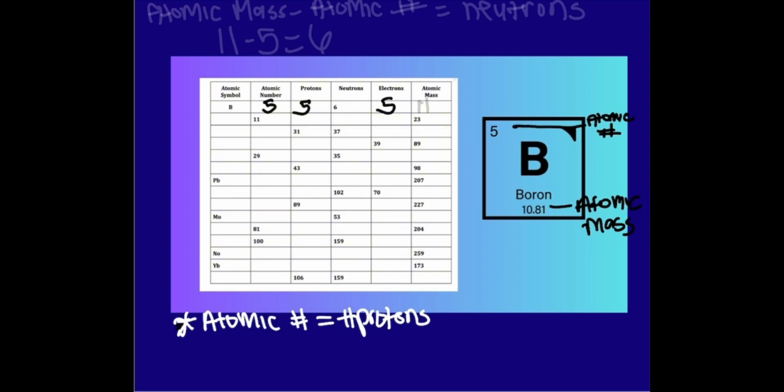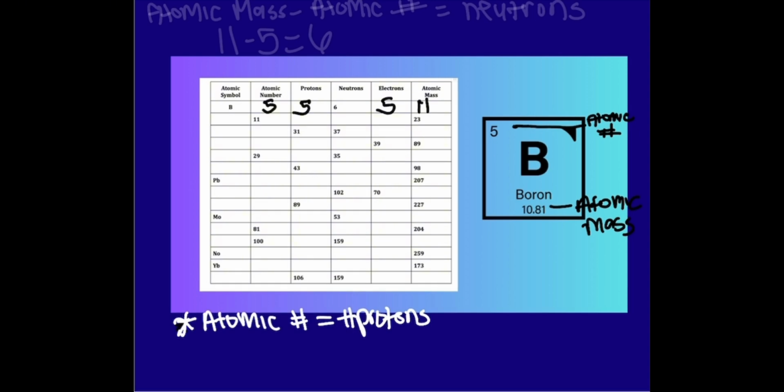And as I can see, I have 10.8. Because the number behind my decimal is greater than 5, I'm going to round my nearest whole number up by 1. And so my atomic mass is actually going to be 11. And that's pretty simple, right?